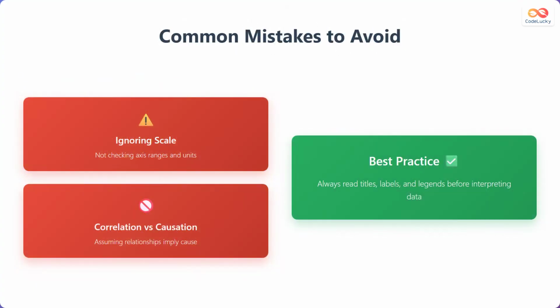Even with a good understanding of graphs, it's important to avoid some common mistakes. First, ignoring the scale can lead to misinterpretations of the data. So always check the axis ranges and units being used. Another mistake is confusing correlation with causation. Just because two variables appear related does not mean one causes the other. As a best practice, always read titles, labels, and legends carefully before attempting to interpret the data presented in the graph.